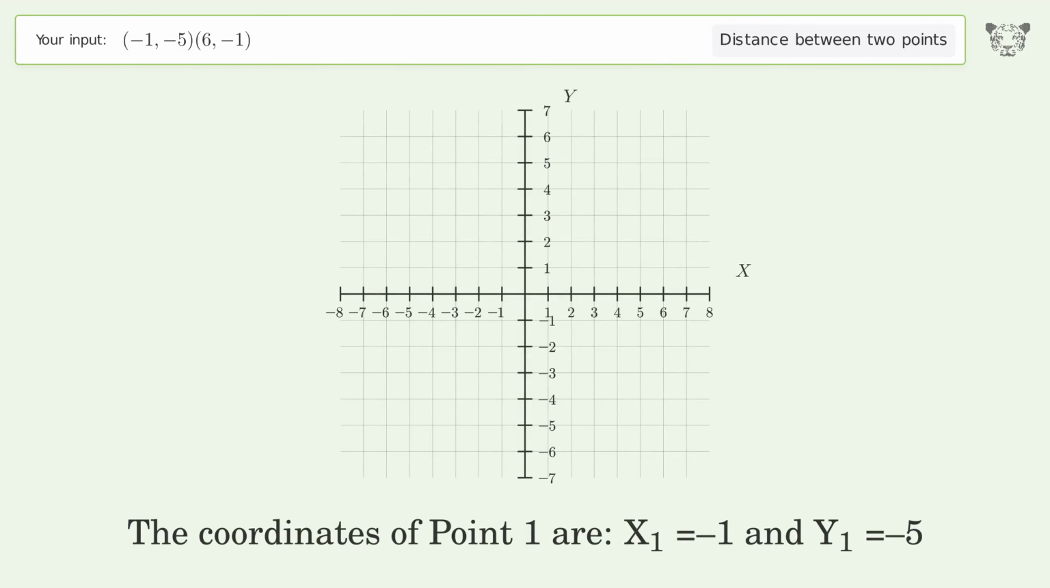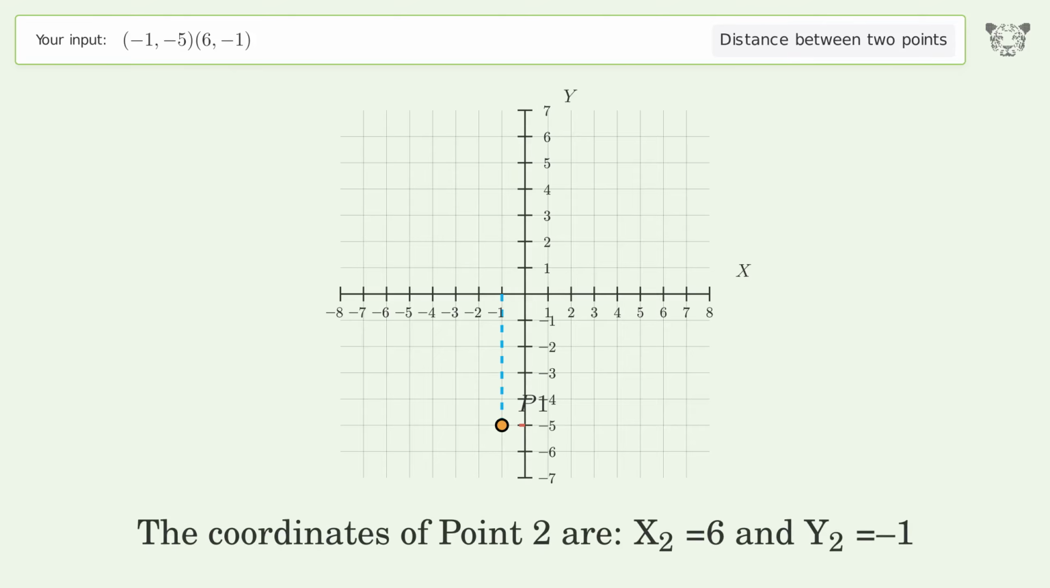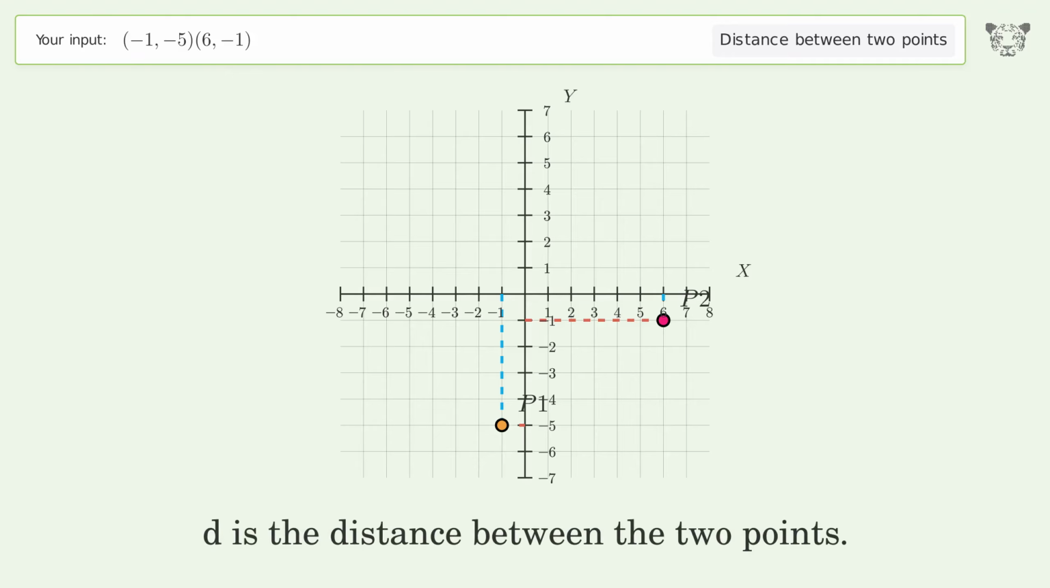The coordinates of point 1 are x1 equals -1 and y1 equals -5. The coordinates of point 2 are x2 equals 6 and y2 equals -1. D is the distance between the 2 points.